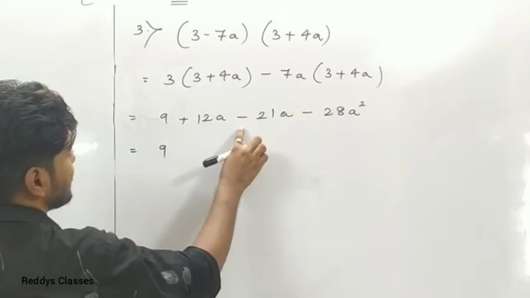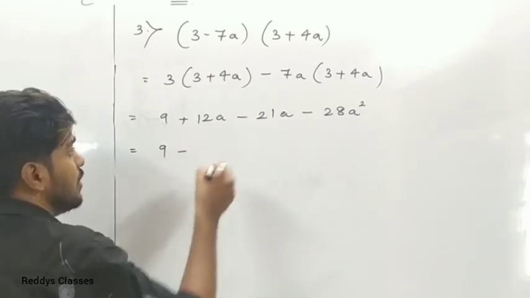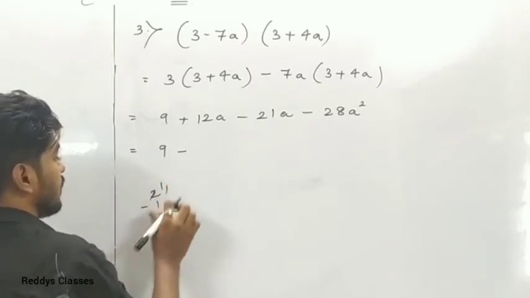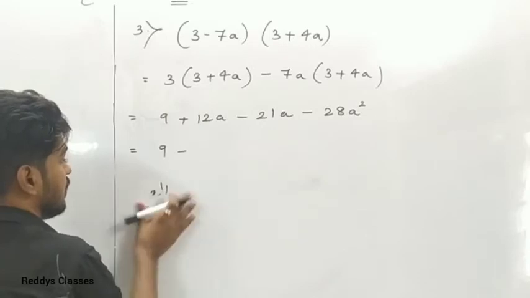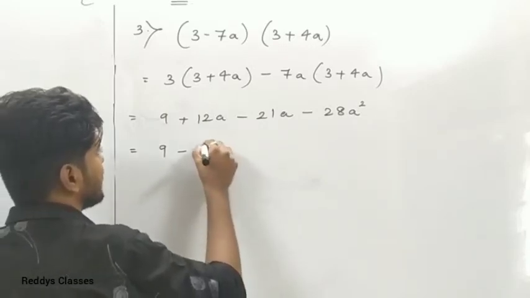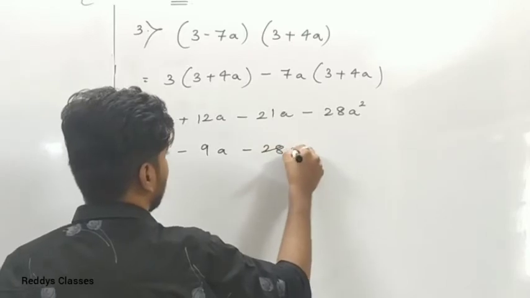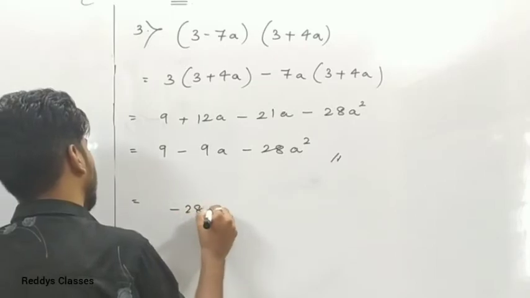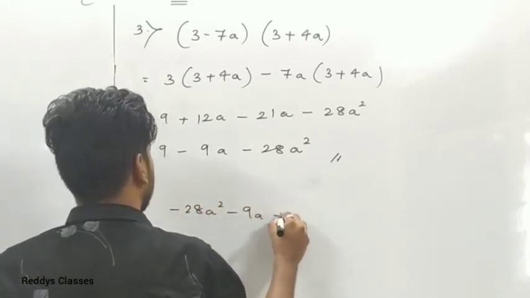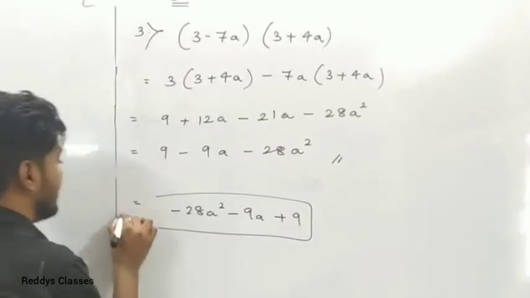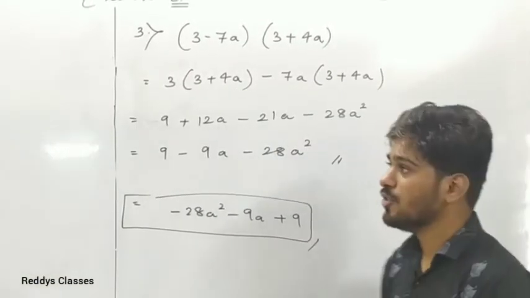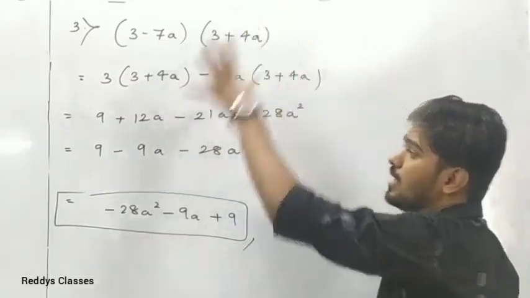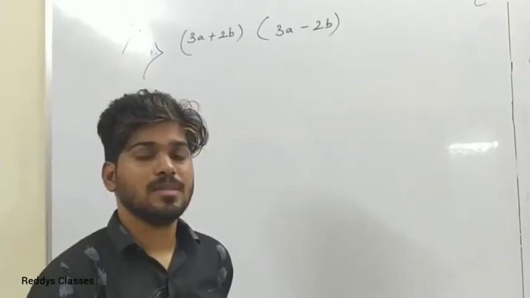9 plus minus, see here, this has the minus sign. 21 minus 12, what is the value here? 9. Directly, minus 9a minus 28a square. Okay, this can also be written as minus 28a square minus 9a plus 9. See, these are simple sums. We have to use only the basic mathematical equations. We have to use this term with this and this term with this. Okay. Let us start with the question now.